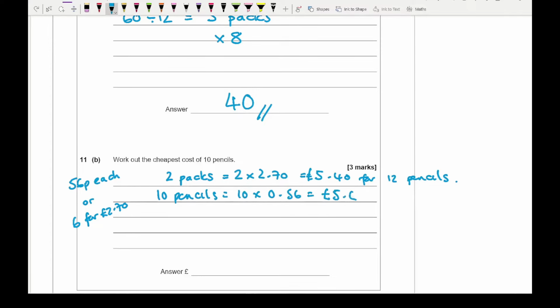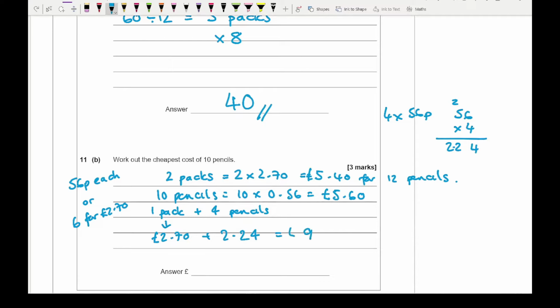which is £5.60. Alternately, what I could do is buy 1 pack plus 4 pencils separately. So 1 pack is going to cost £2.70, and 4 times 56 pence. Well, if I do 56 times 4, I get 24 and 22. So it's £2.24. And then add these two amounts together, in which I get £4.94. So the cheapest cost for 10 pencils is going to be £4.94.